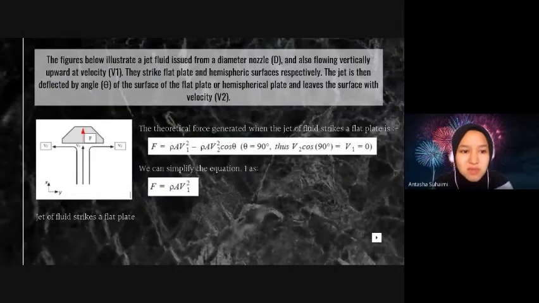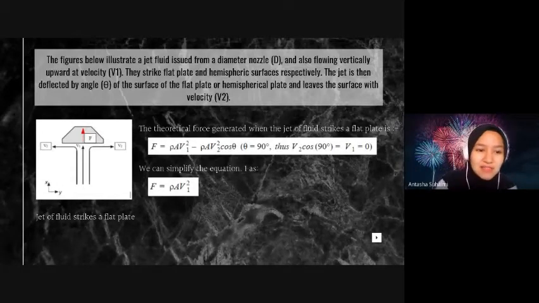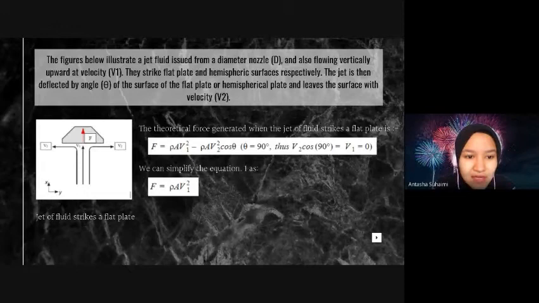The figures below illustrate a jet of fluid issued from a nozzle of diameter D and flowing vertically upward at velocity V1. It strikes the flat plate and hemispherical surface respectively. The jet is then deflected by the angle of the surface of the flat plate or hemispherical plate and leaves the surface with velocity V2. This is the illustration of the jet of fluid striking a flat plate. The theoretical force generated when the jet of fluid strikes a flat plate is given by the equation F = PAV1 squared minus PAV2 squared cos theta, where theta equals 90 degrees, V2 cos 90 equals 0, and V1 equals 0.